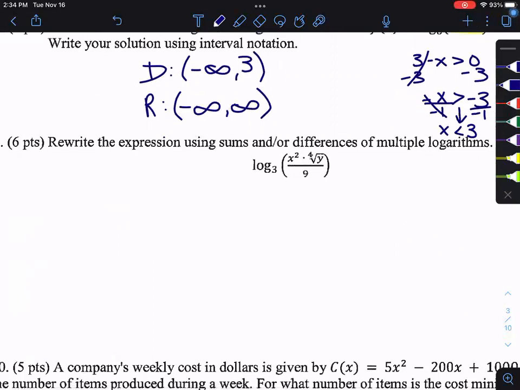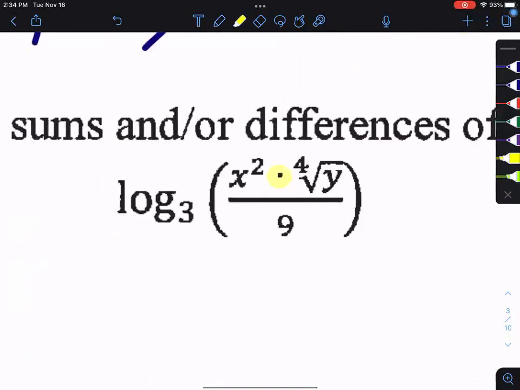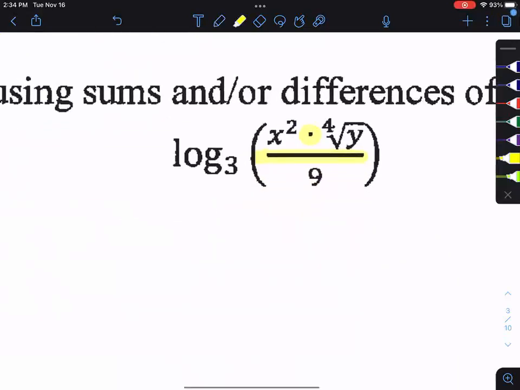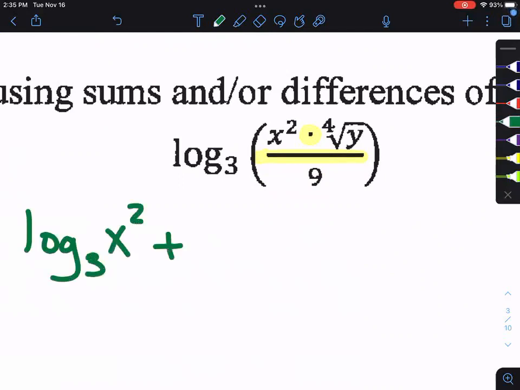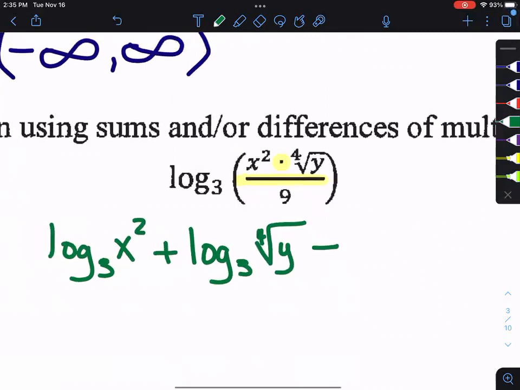Question 9, we're rewriting this expression using sums and or differences of multiple logs. So we're expanding. When we expand here, we're going to have 2 different operations. So we have multiplication and we have division. So we're going to separate the tops using addition, and then the bottom will get separated using subtraction. So we're going to have log base 3 of x squared plus log base 3 of the 4th root of y minus log base 3 of 9.